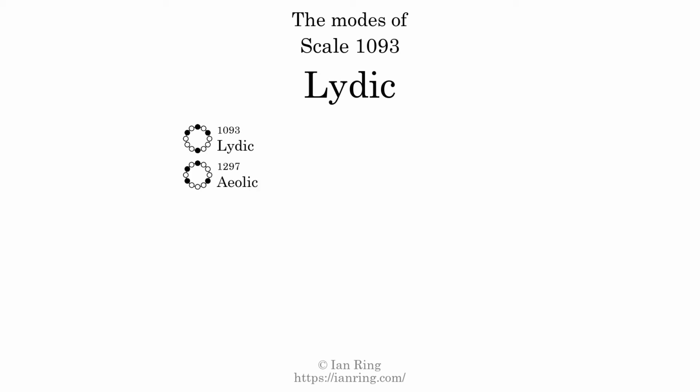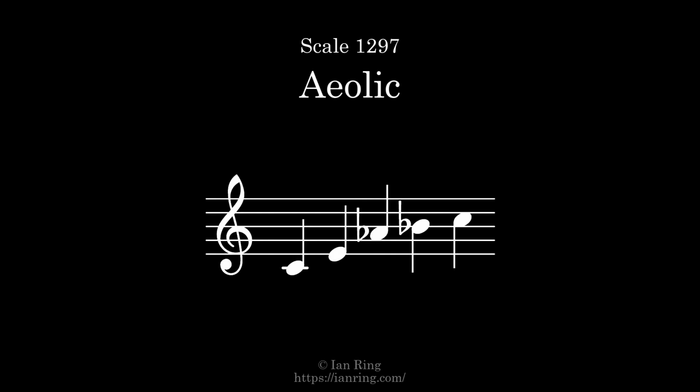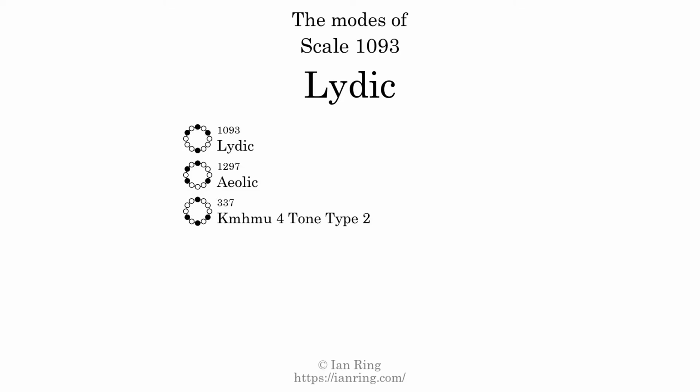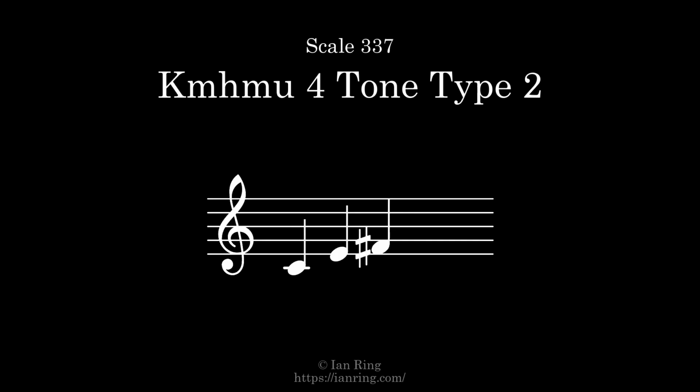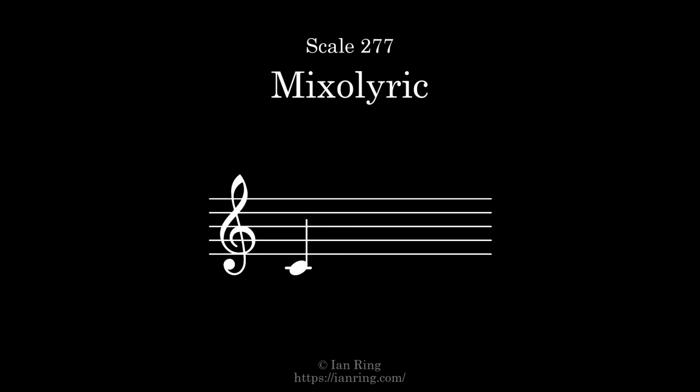The second mode is scale 1297, also known as Aeolic. It sounds like this. The third mode is scale 337, also known as Camus 4-tone type 2. It sounds like this. The fourth and last mode is scale 277, also known as Mixolyric. It sounds like this.